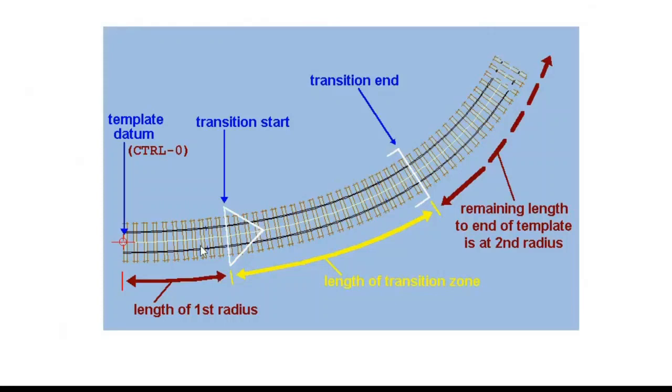See, this is the length of the straight line, straight path. This is the length of the transition zone. The transition zone starts from the end of the straight path. That is, this is the transition start. Then there will be gradual increase in the super elevation and the radius of curvature. And then this is the transition end. And this will be the remaining circular path. Okay.